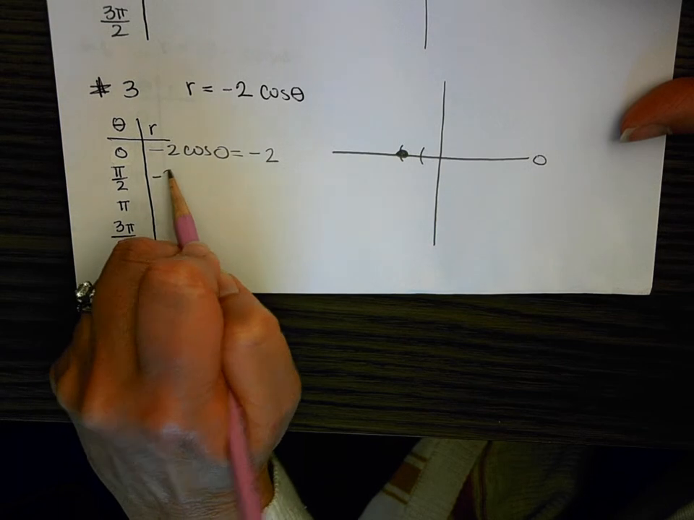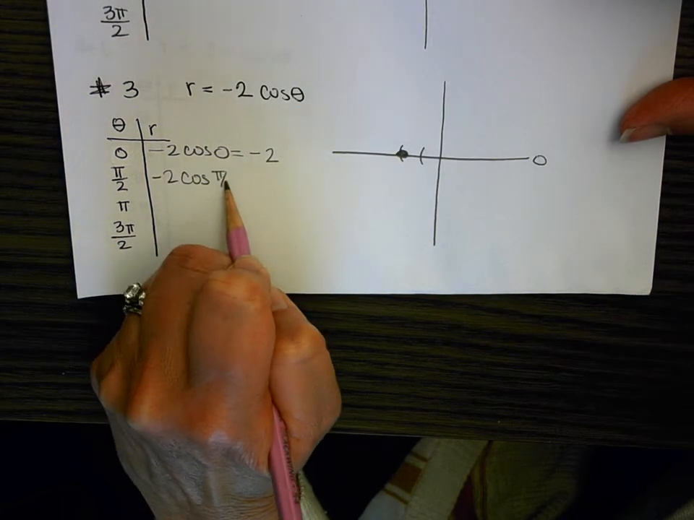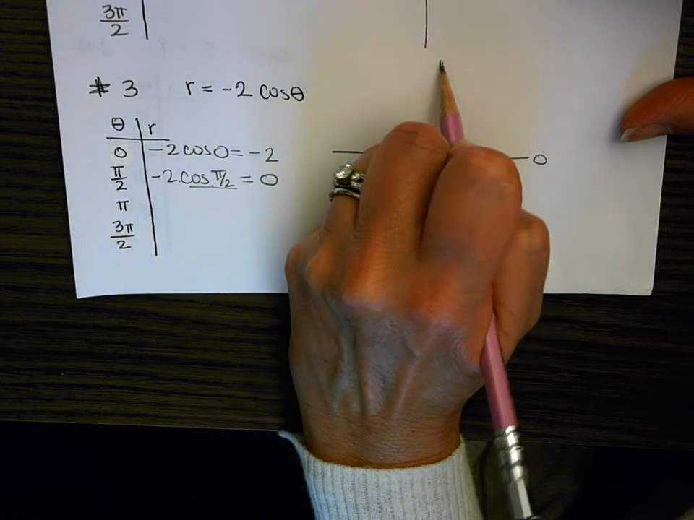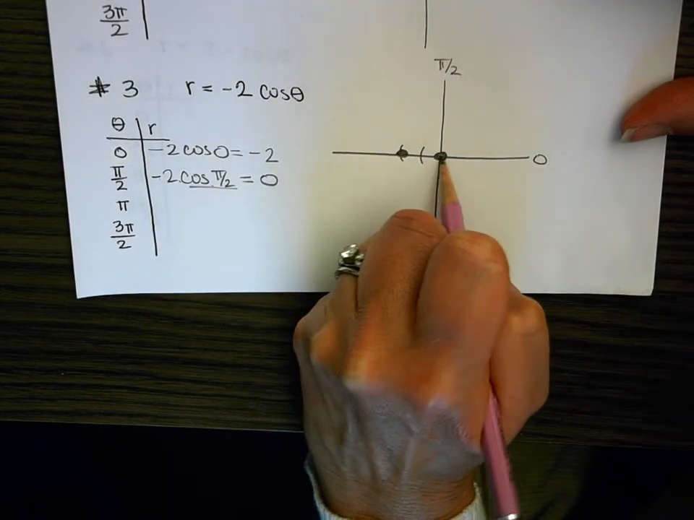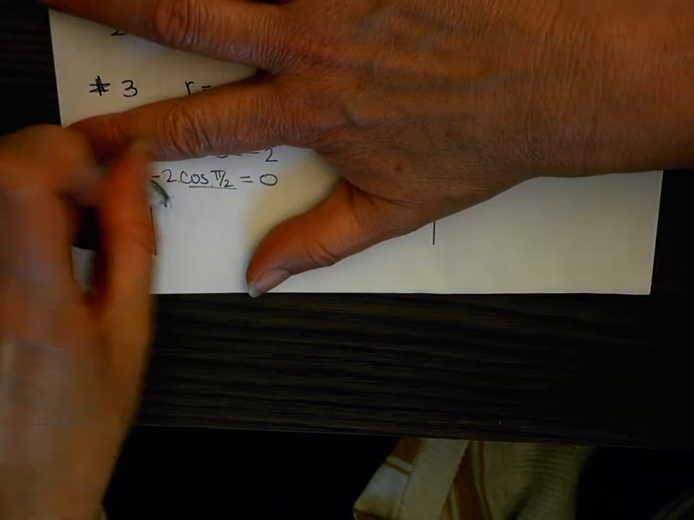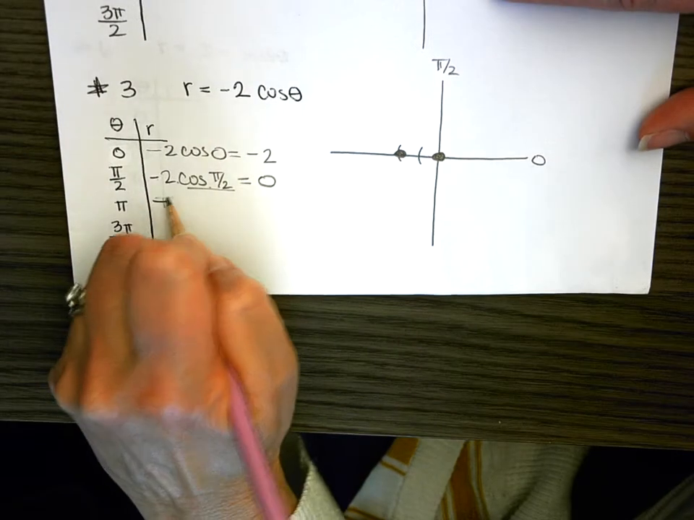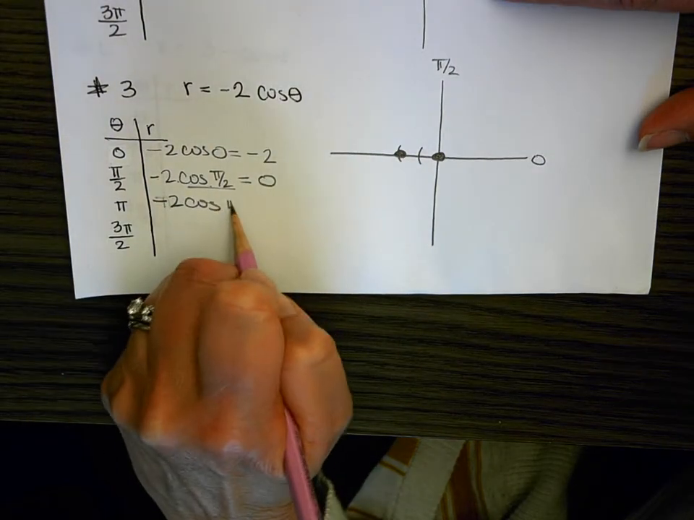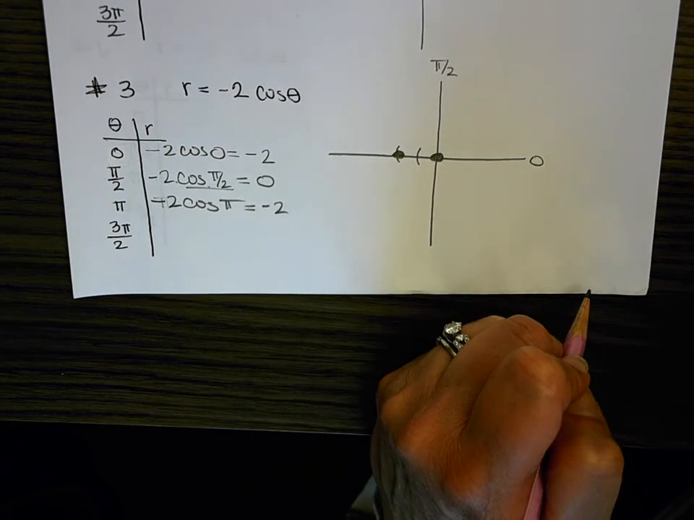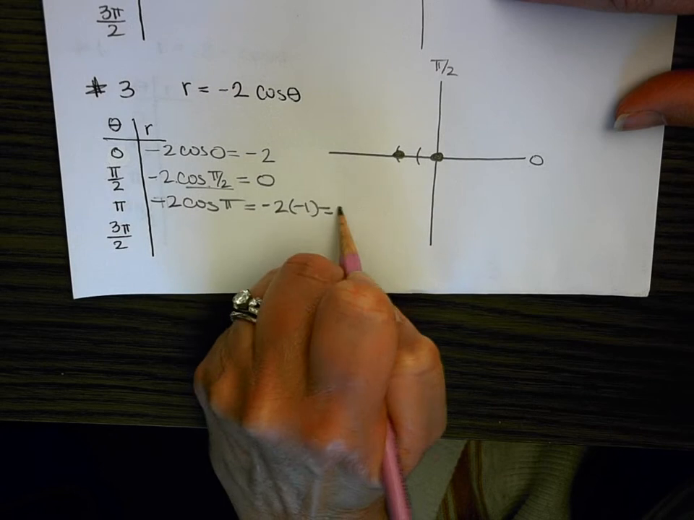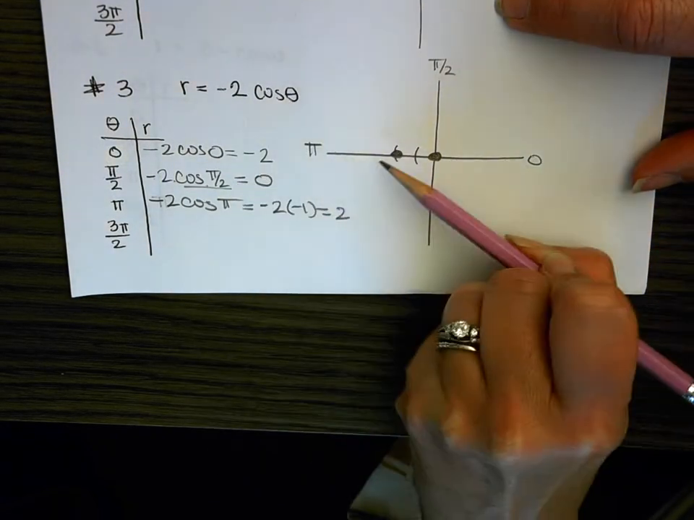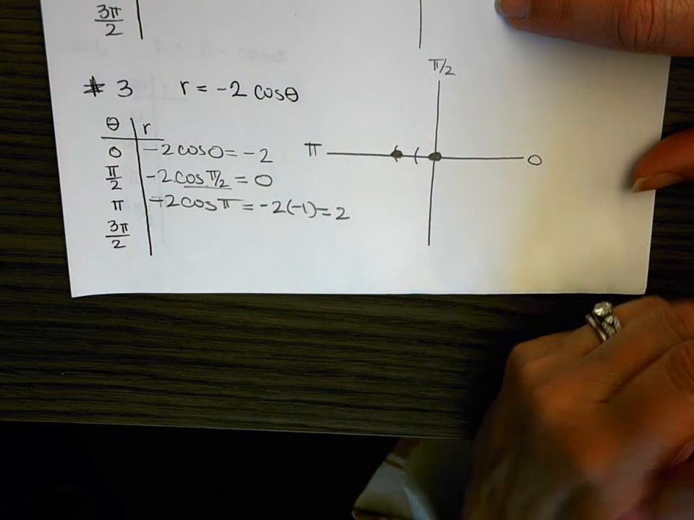And then if I evaluate at pi over 2, cosine of pi over 2 is 0, so that would just be 0. So here's pi over 2, so at 0. And then for pi, so -2 cosine of pi. And I know cosine of pi is -1, so that would be +2. So if I was over here at pi, I'm going to go 2 units towards pi, and that dot's already there. And so on, right?